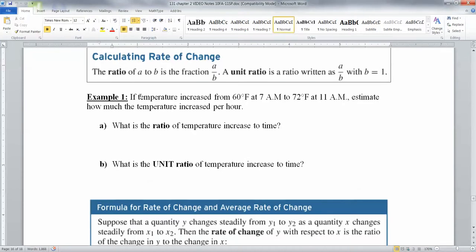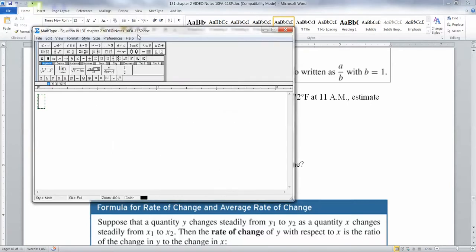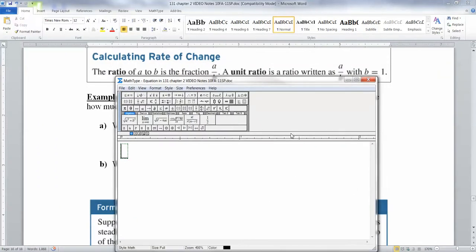So for example, the temperature increased from 60 degrees Fahrenheit at 7 a.m. to 72 degrees Fahrenheit at 11 a.m. Estimate how much the temperature increased per hour. All right, so the first thing they want to know is what is the ratio of temperature increase over time? Okay, so let me bring that up real quick. There it is.